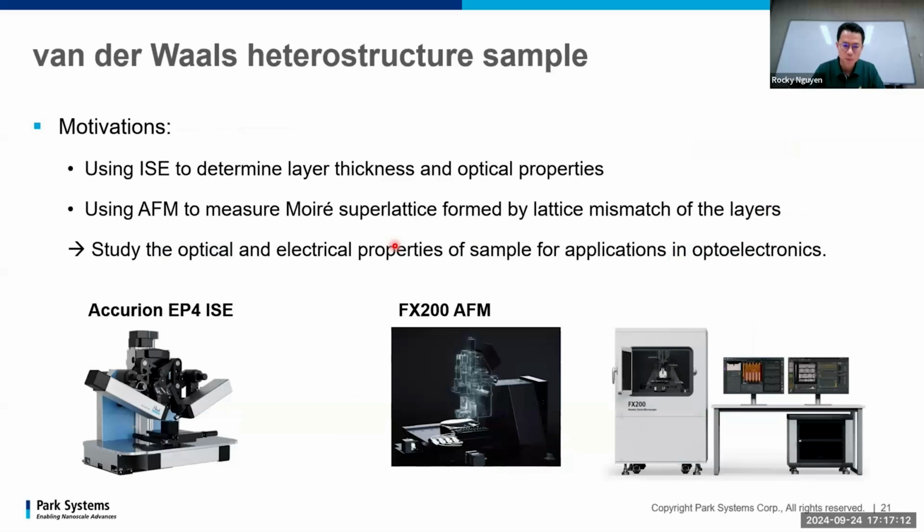For the measurement, we use the Accurion EP4 ISE to measure the layer thickness and optical properties. And we also use an automated AFM FX200 to study the Moiré superlattice that is formed by the mismatch between the two top graphene layers. One major application of these 2D materials is optoelectronics, such as photodetectors or light emitting diodes. That is the reason why the optical and electrical properties of these materials are critical to understand.